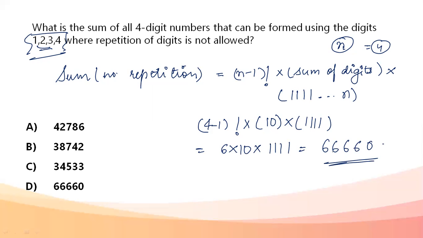That is the sum of all the numbers that are going to be formed out of the four digits that are given to me: 1, 2, 3, 4. It is 66660. My answer is option D.